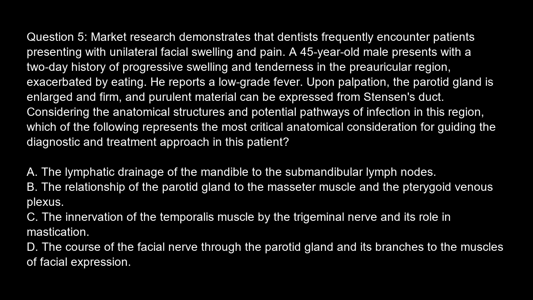Considering the anatomical structures and potential pathways of infection in this region, which of the following represents the most critical anatomical consideration for guiding the diagnostic and treatment approach in this patient? Option A. The lymphatic drainage of the mandible to the submandibular lymph nodes. Option B. The relationship of the parotid gland to the masseter muscle and the pterygoid venous plexus.